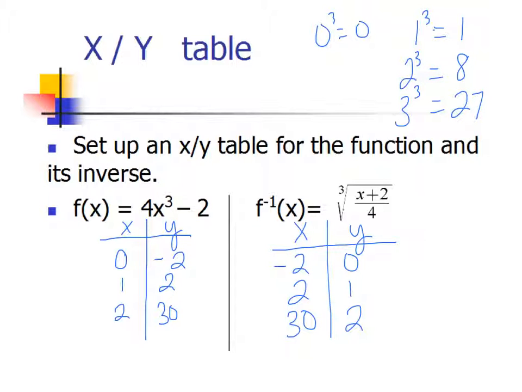Okay, so now that I've done this, take a minute and compare these two tables. What do you notice happened? The x's and y's just switched. Well, that should make sense because I switched my x's and y's to create this function in the first place. So that's another feature of inverses. Their tables will have their x's and y's swap.